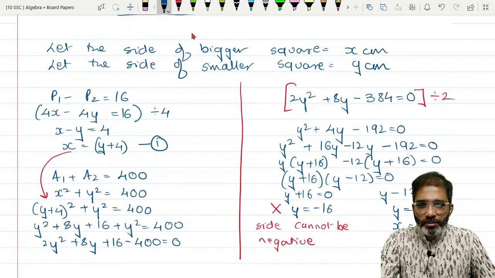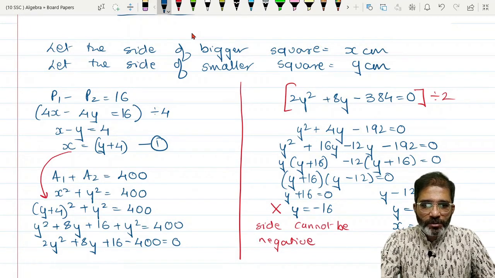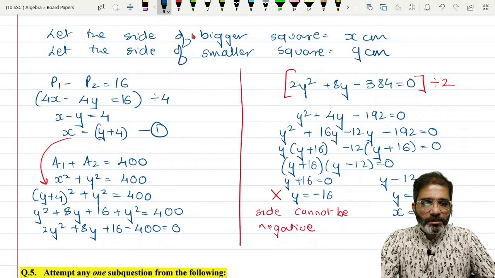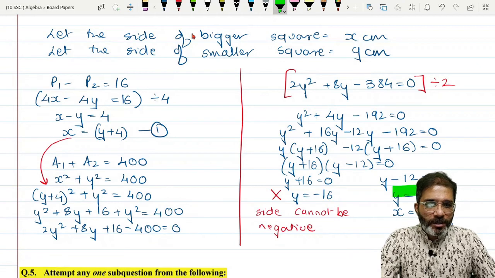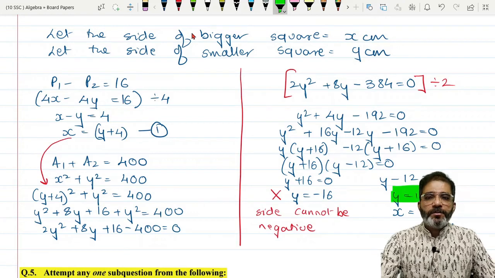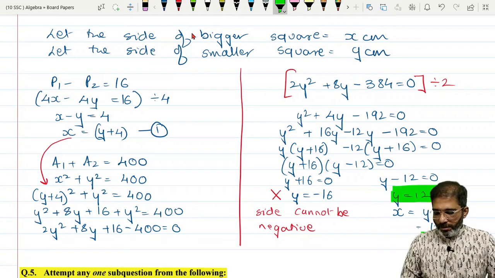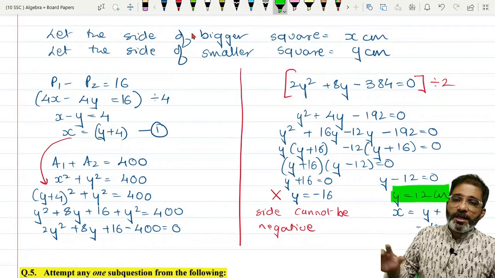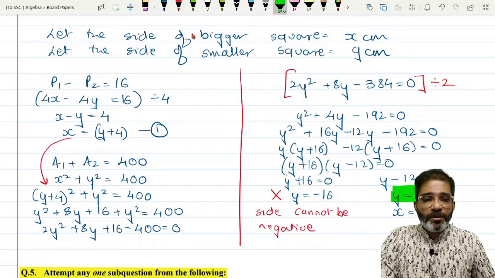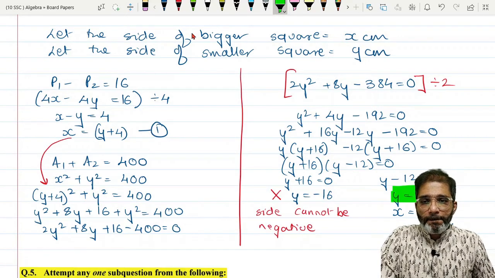See the first equation, students. We are substituting in the first equation. So x equals y plus 4, that is 12 plus 4, 16. So what is the final answer? We have the sides of the squares as 12 centimeters and 16 centimeters. So this is how we did the sum, students. We started with simultaneous equations, but at the end what we got is a quadratic equation.